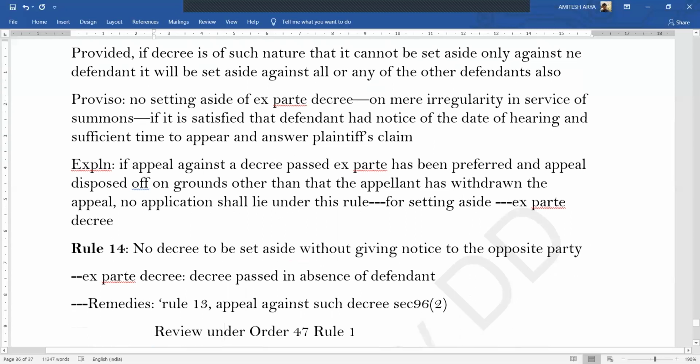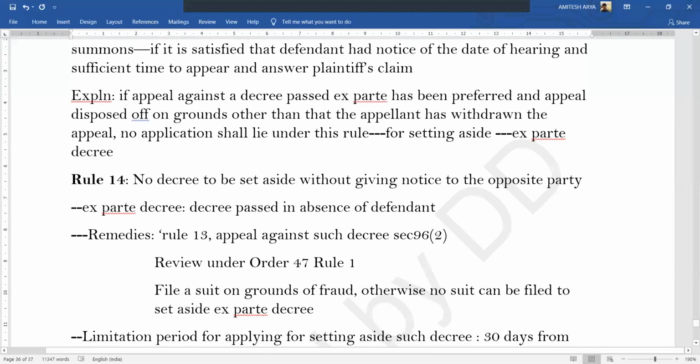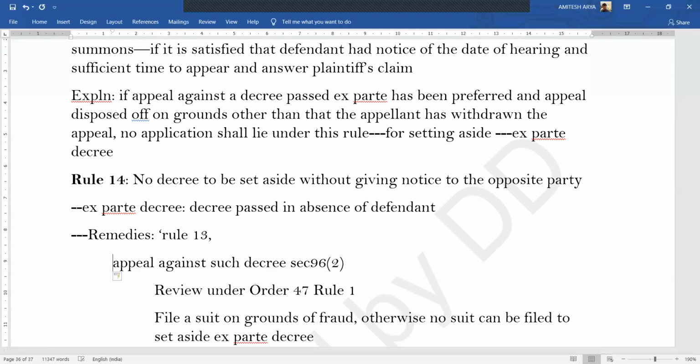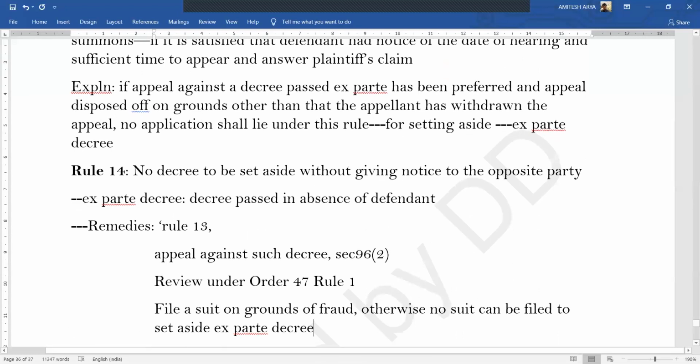Now, rule number 14 is saying a simple thing that no decree can be set aside without giving notice to the opposite party. So what is an ex parte decree? It is a decree which is passed in absence of the defendant. What are the remedies against such decree? You go under rule 13, as you know, or you can appeal against such decree under section 96(2), or you can file a review under Order 47 rule 1, or you can file a fresh suit, but only on the grounds of fraud. Otherwise, no fresh suit can be filed to set aside an ex parte decree.